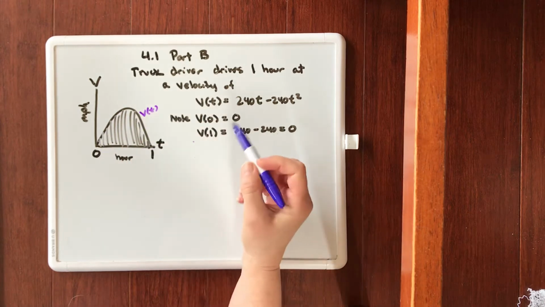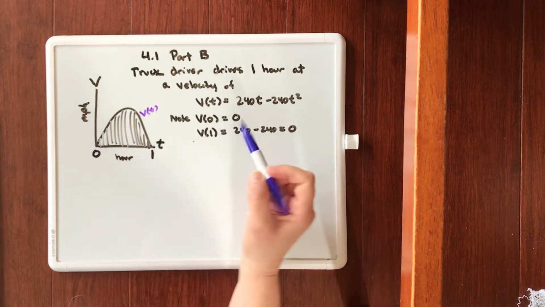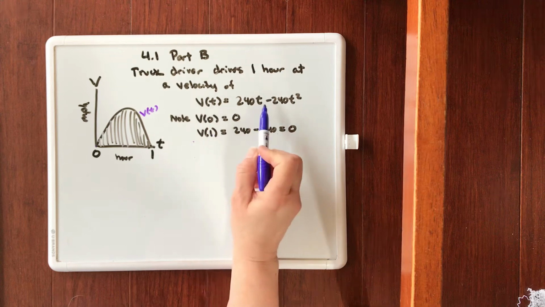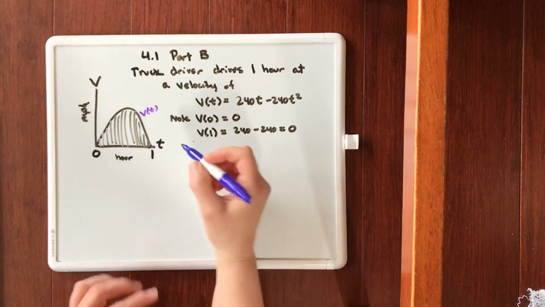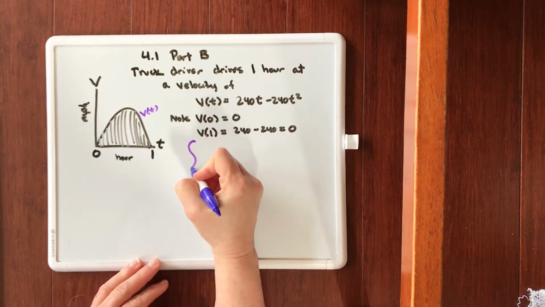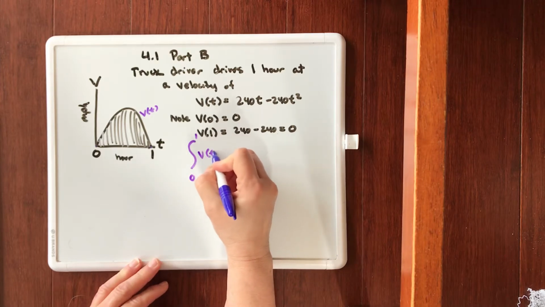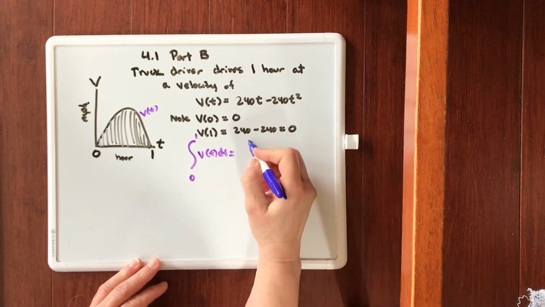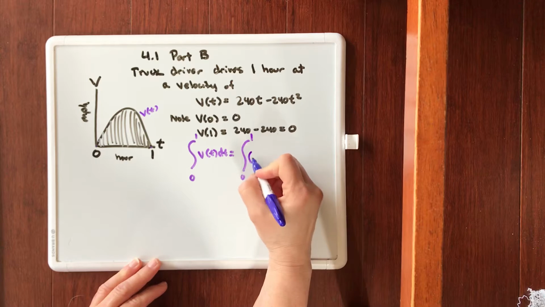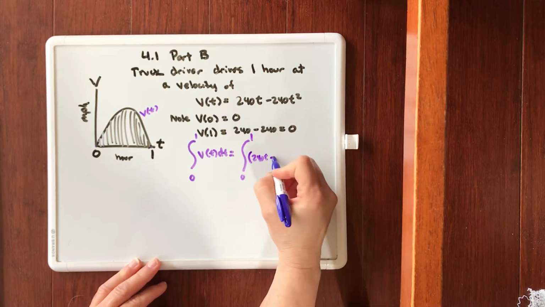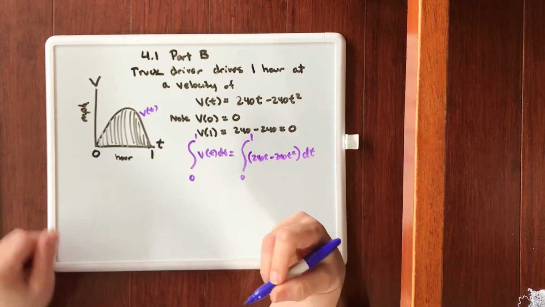Note if we put a 0 in here, we get 0, so v of 0 is 0. If we put a 1 in here, we will get 240 minus 240, which is 0, and that's that point right there. So how we would do this is we would integrate from 0 to 1 of v of t dt. That just equals the integral from 0 to 1 of 240t minus 240t squared dt. And again, we'll learn how to do that later.